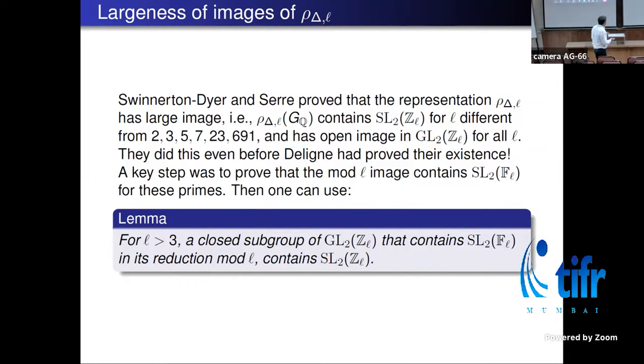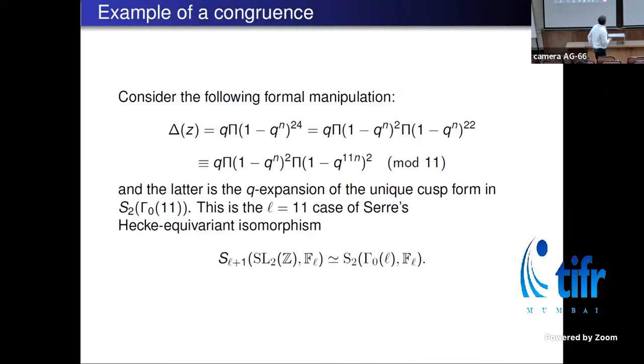Okay, so I'm going to scan. And if there's any students in the audience, as part of the analysis, they proved the simple group theory lemma that if you have a closed subgroup of GL2(Z_l) that mod l contains SL2(F_l), then the l-adic thing contains SL2(Z_l), right? Some sort of Nakayama's lemma in this situation. All right.